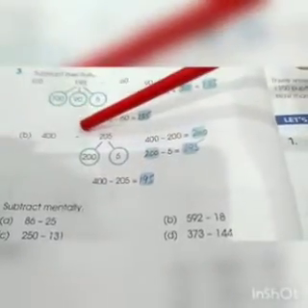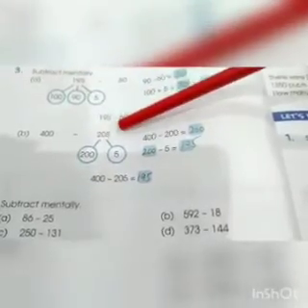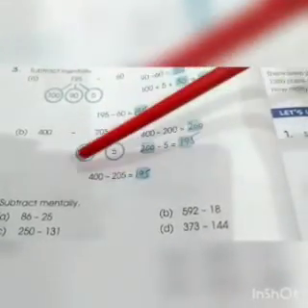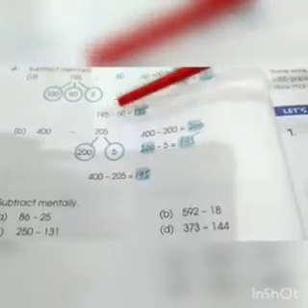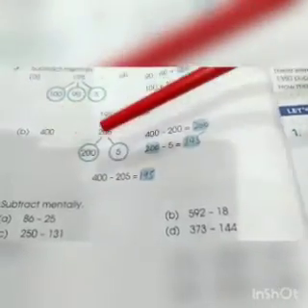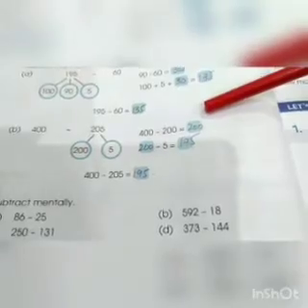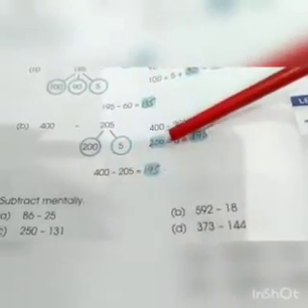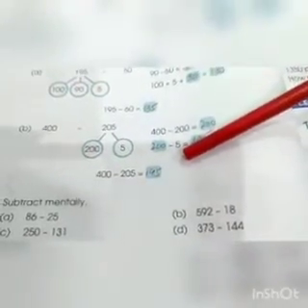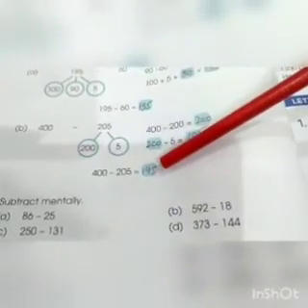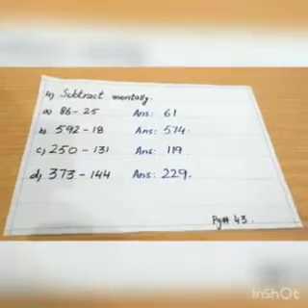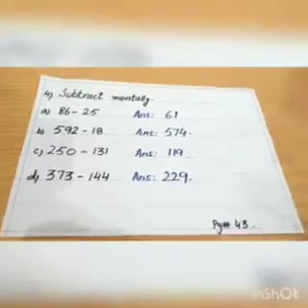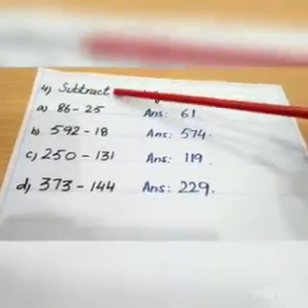135. Part B, 400 minus 205. 205 on a number bond, you can see 200 plus 5 makes 205. Okay, 400 minus 200 is equal to 200. Okay, and 200 minus 5 is equal to 195. 400 minus 205 is equal to 195. The answer is 195.